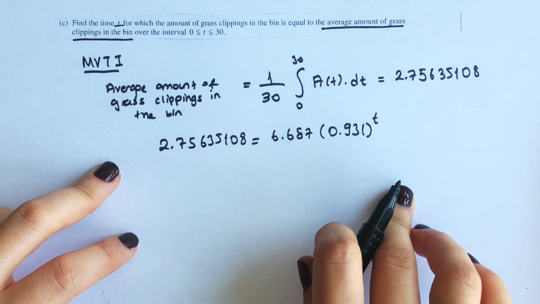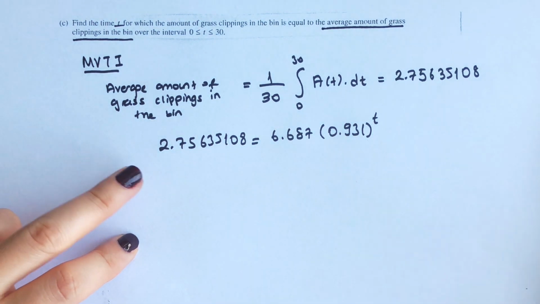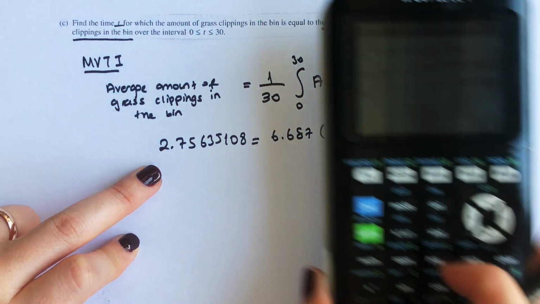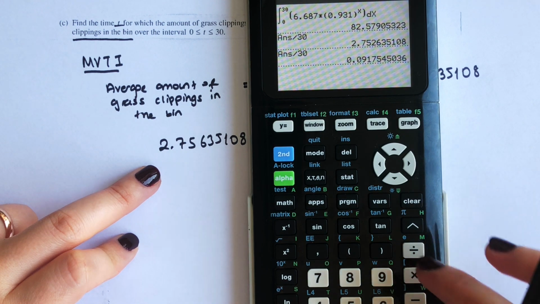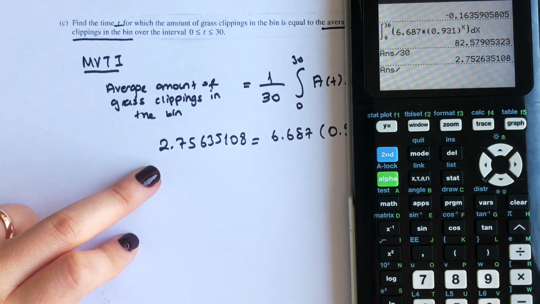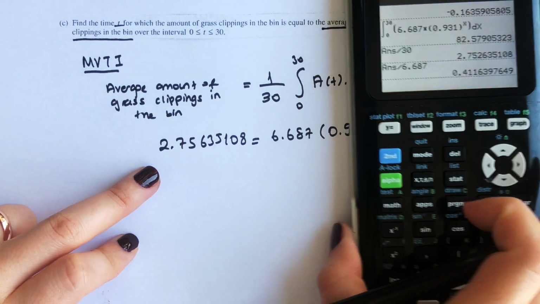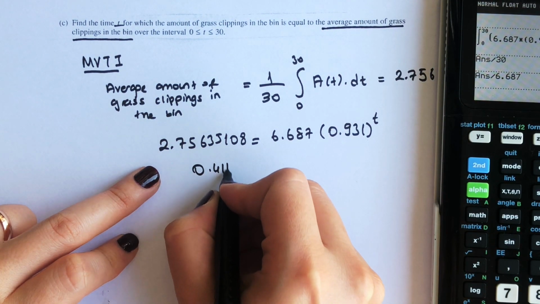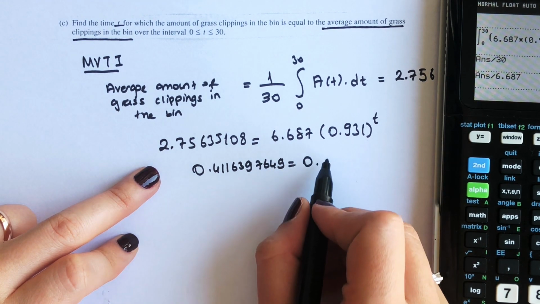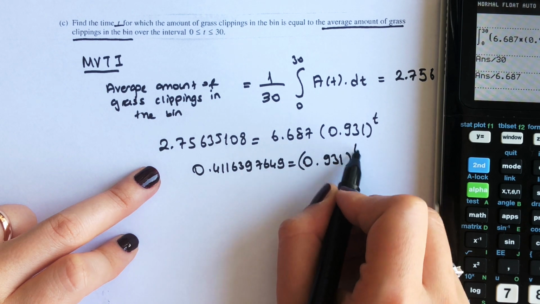We should solve this equation in order to find t. This is why we will divide by 6.687. Okay. Enter, divide by 6.687. Now this will be 0.931 to the power of t.